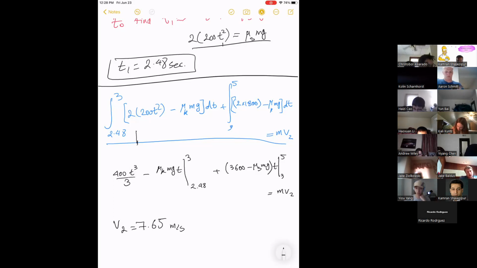Did you guys get the same number? So this is like the first integral, and this is the second integral.